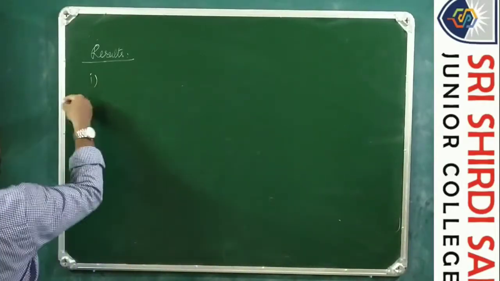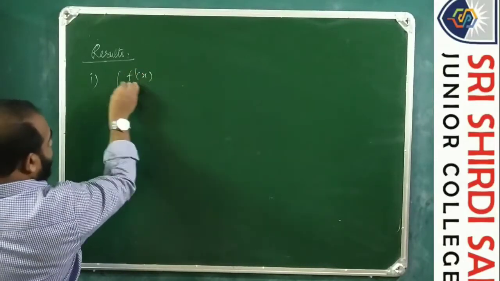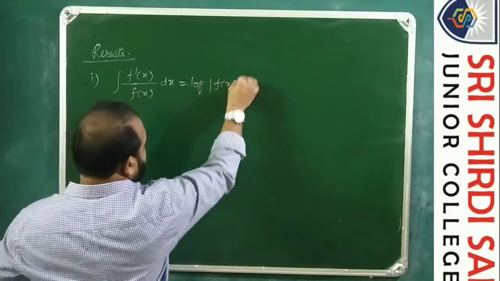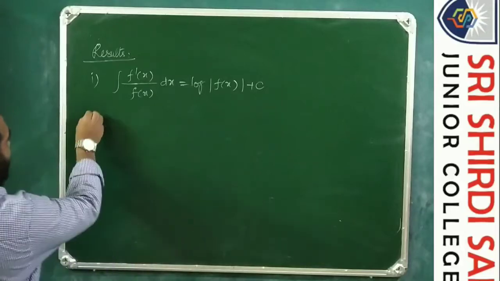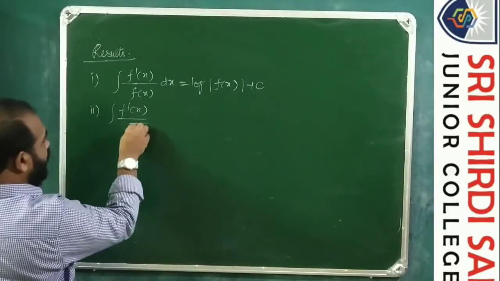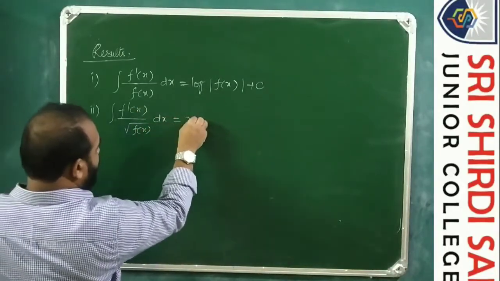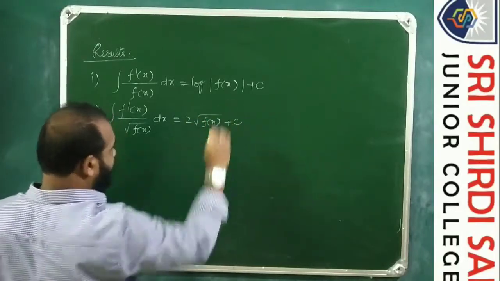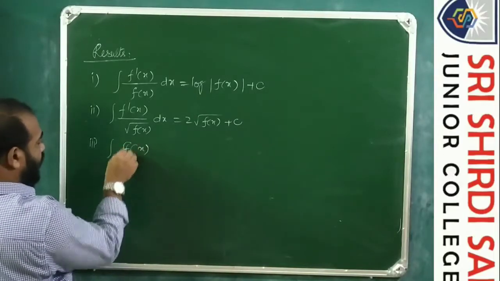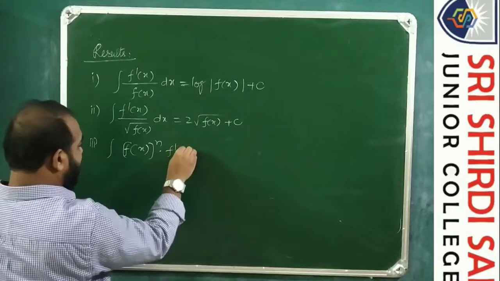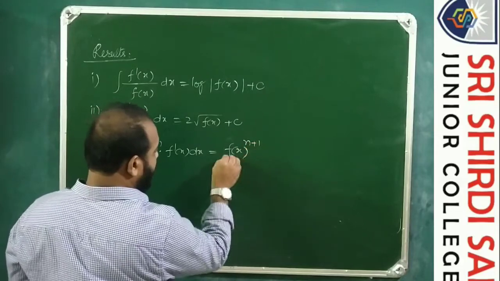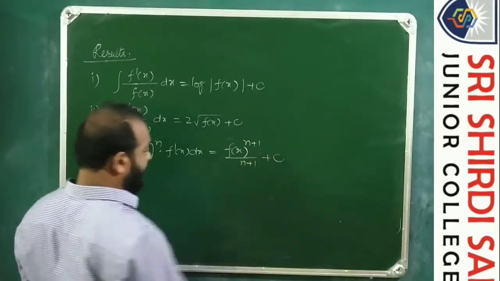So the first one: integral f dash x by f of x dx is log modulus of f of x plus constant of integration c. Integral f dash x by root f of x dx is 2 root of f of x plus constant of integration c. Integral f of x whole power n into f dash x dx is f of x whole power n plus 1 by n plus 1 plus constant of integration c.